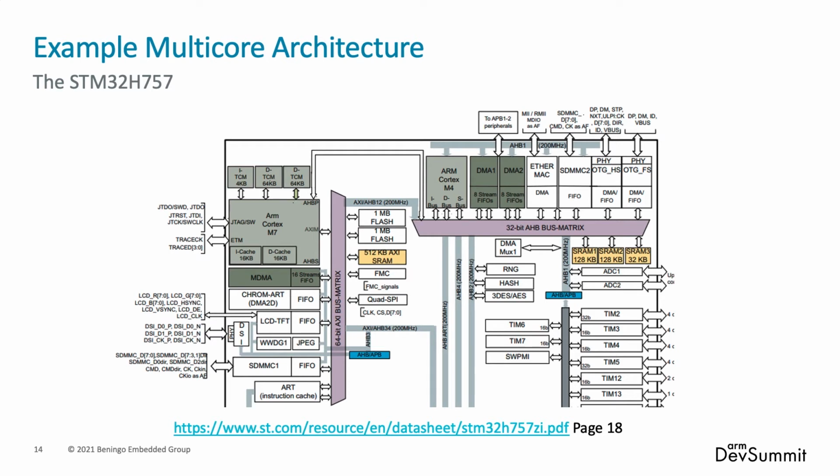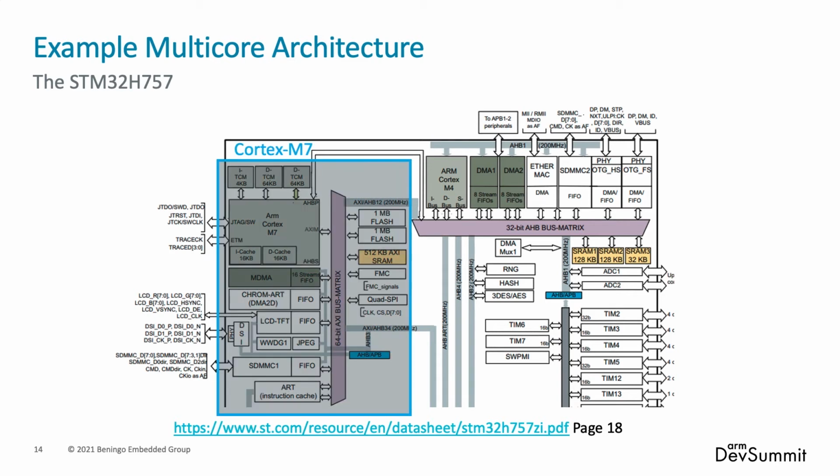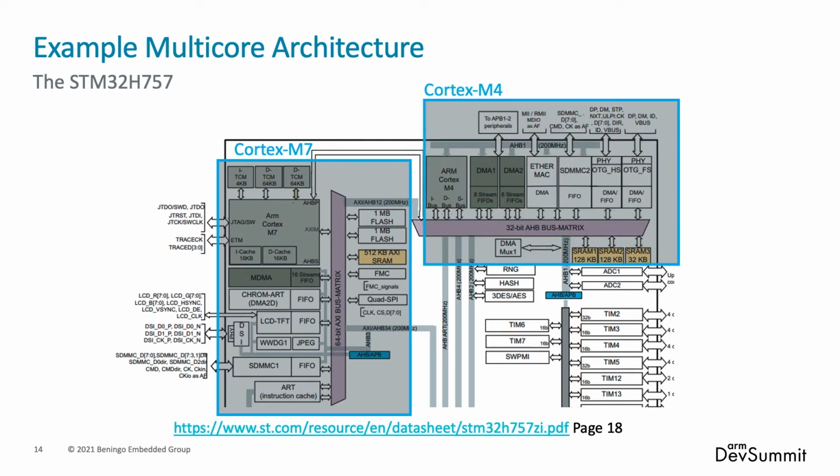All right, so taking a look here, one example of a multi-core architecture is the STM32H757. This particular processor has an ARM Cortex-M4 and it has an ARM Cortex-M7 processor. So what you'll find here that's kind of interesting is that we do have two different cores. And what this does for us as embedded software developers is it does provide us with a couple of different software models to develop our products.